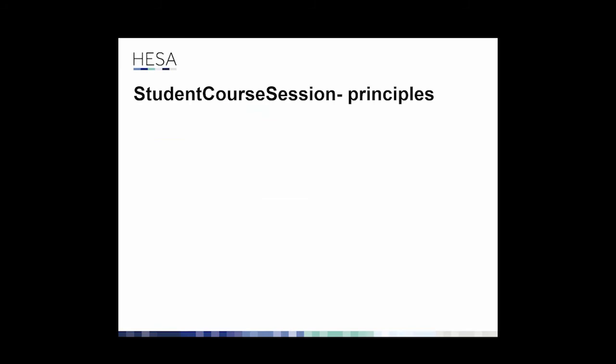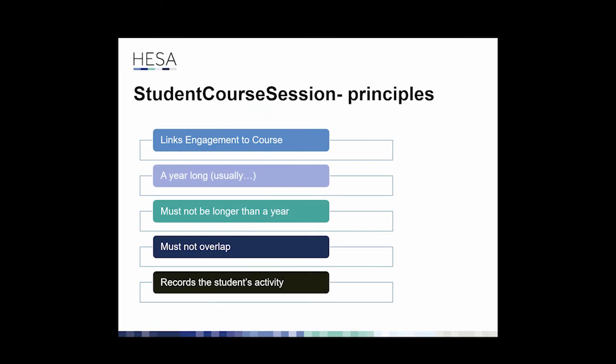A few principles of how it's returned. As I've said, it links an engagement to the course that the student is studying on. It is a year long in most cases and records a year of the student's activity. There might be some exceptions where, say, the student leaves early or transfers, where you might see a student course session that's a bit shorter than a year, but they would never be longer than a year. So the maximum length would be a year. Within an engagement, you must also not have overlapping student course sessions. So in most cases being a year long means that it's chunking up the student's activity into these year-long periods where we're recording what they're doing, where they're doing it and what they're studying.